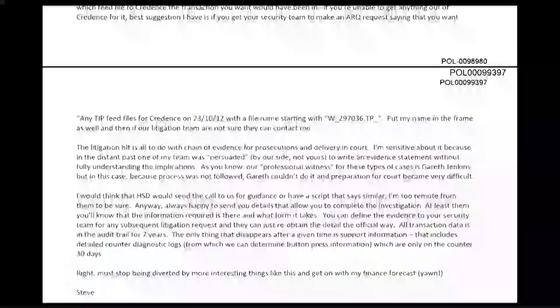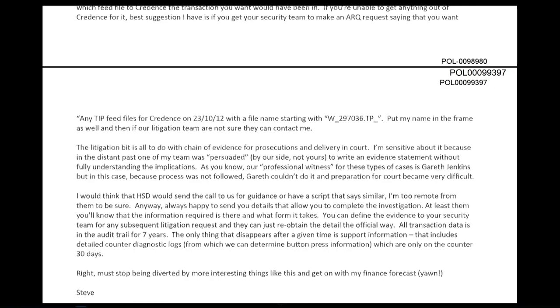Why was it that in the Lee Castleton case, Mr. Jenkins couldn't do it because process wasn't followed? I don't remember. And that would have been, as I say, Mick, I should think, doing that at that time. In what way did preparation for court become very difficult? I don't remember. Can you think back and try and assist us?